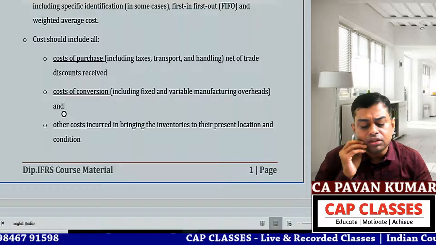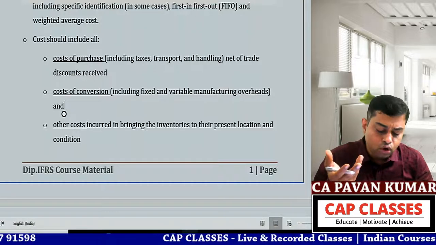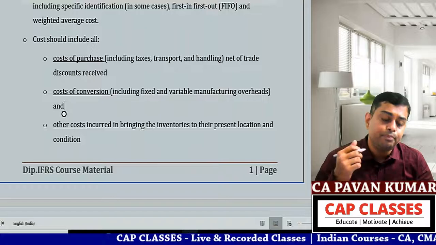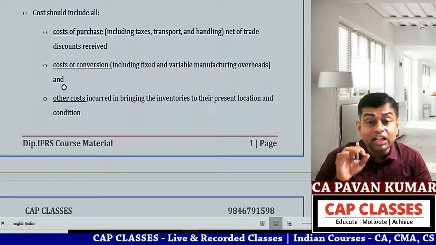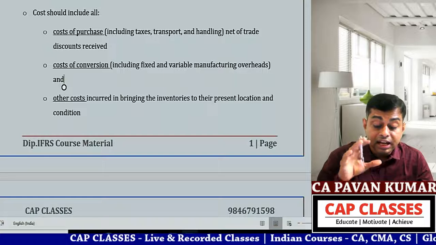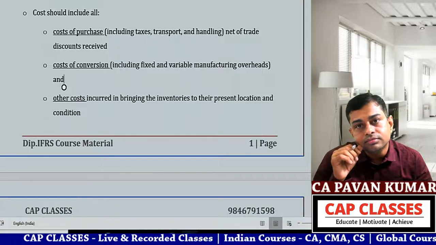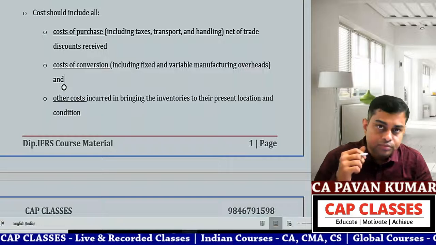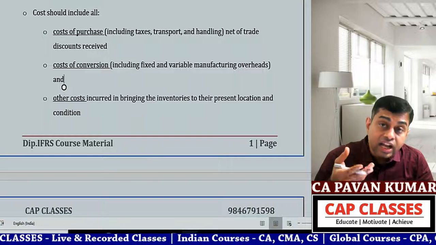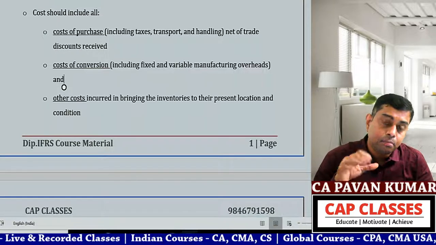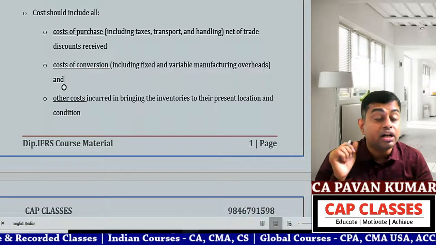Then cost of conversion. What is cost of conversion? Manufacturing overheads. It could be fixed manufacturing overheads or variable manufacturing overheads, etc. Then other costs. What are the other costs? Other costs incurred in bringing the inventories to their present location and condition. For example, transportation, insurance, toll gates, octroi charges, etc. Purchase taxes in some cases which are non-returnable.